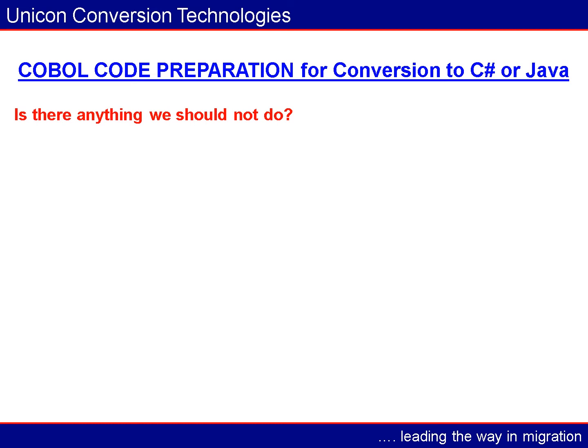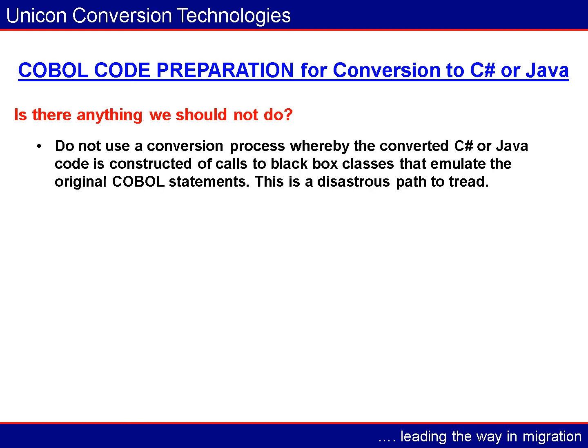Is there anything we should not do? Do not use a conversion process whereby the converted C# or Java code is constructed of calls to black box classes that emulate the original COBOL statements. This is a disastrous path to tread.